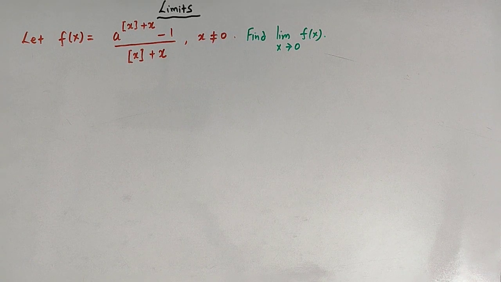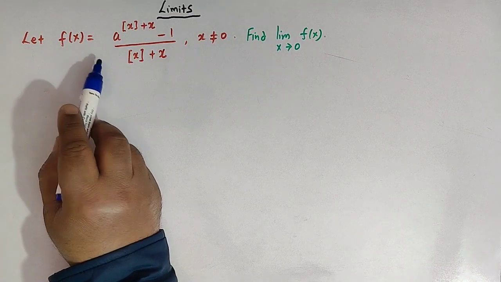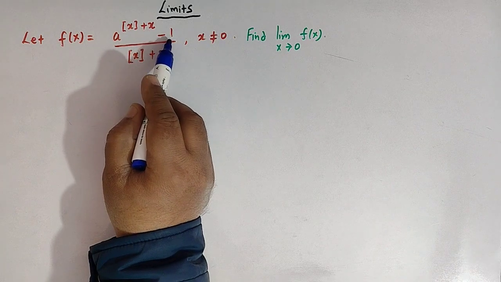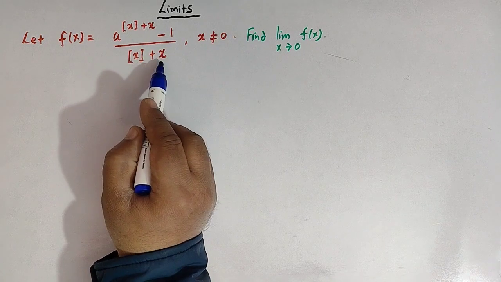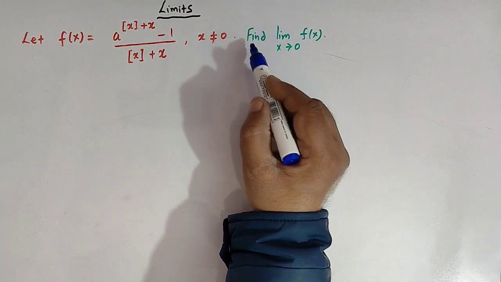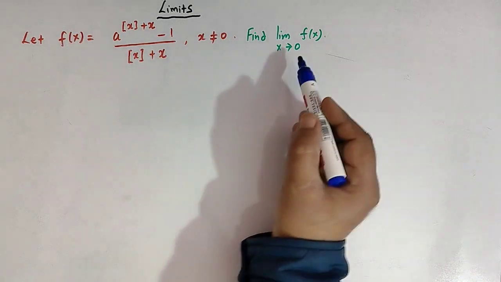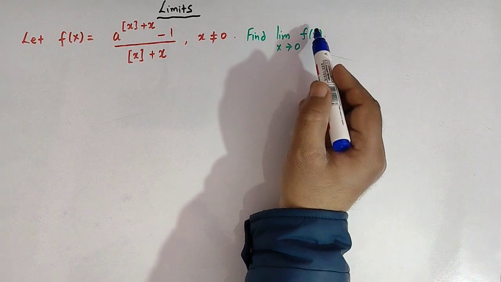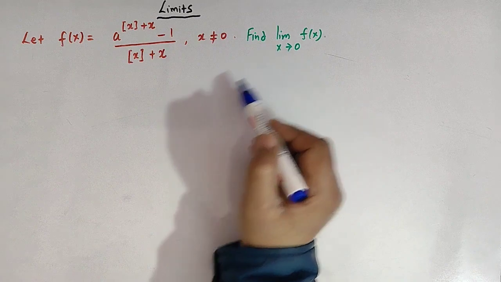Hello viewers, in today's class we are going to discuss one important problem from limits. Here we are given the function f(x) = a^([x] + x − 1)/([x] + x) when x is not equal to 0, and we have to find the limit of this function when x approaches 0. So basically we have to see whether this limit exists or not.